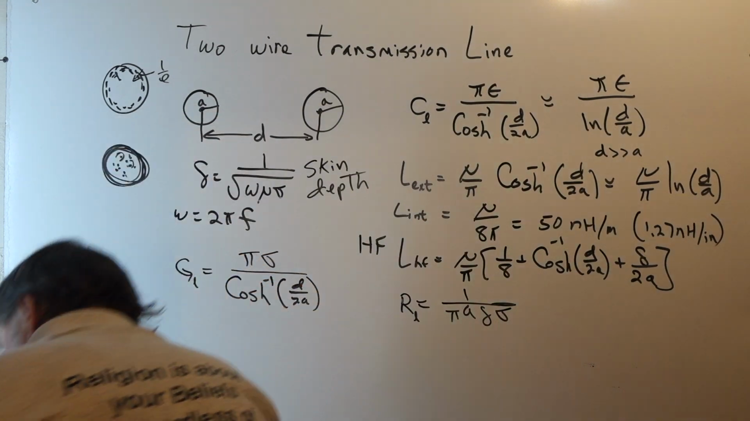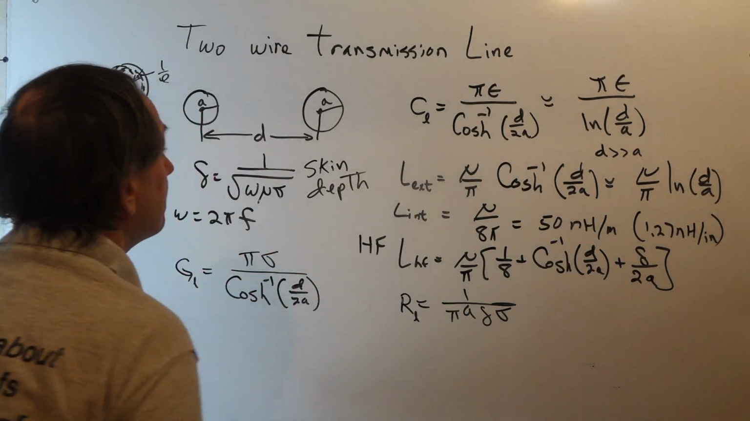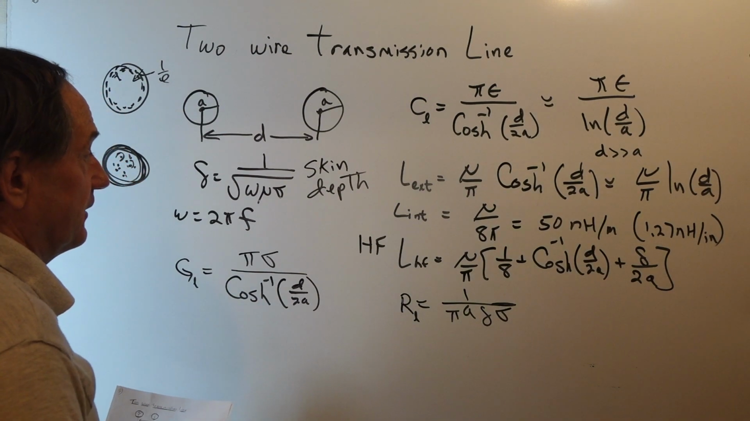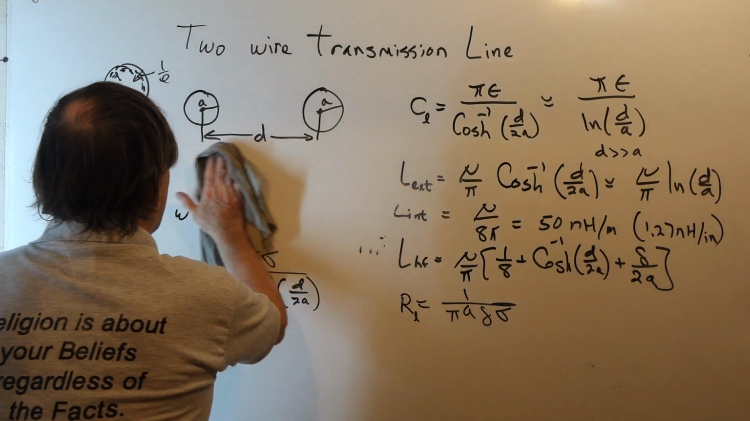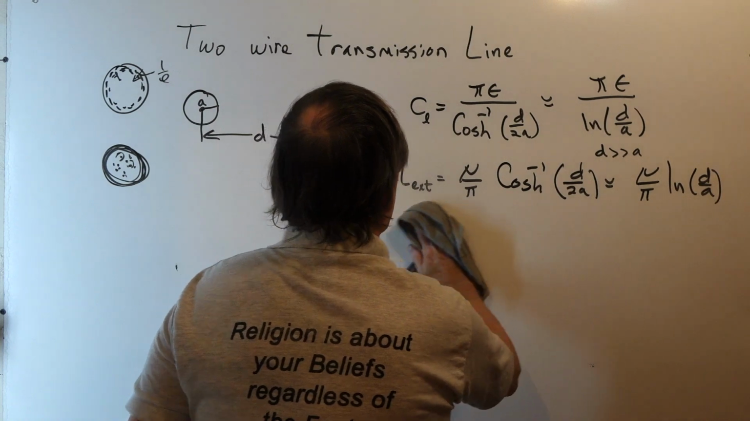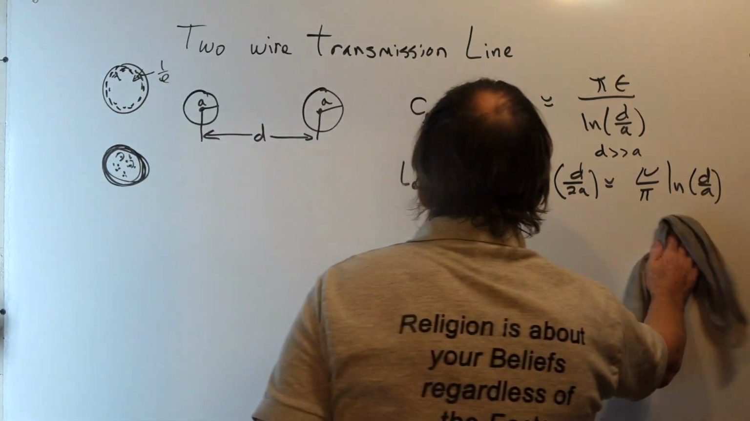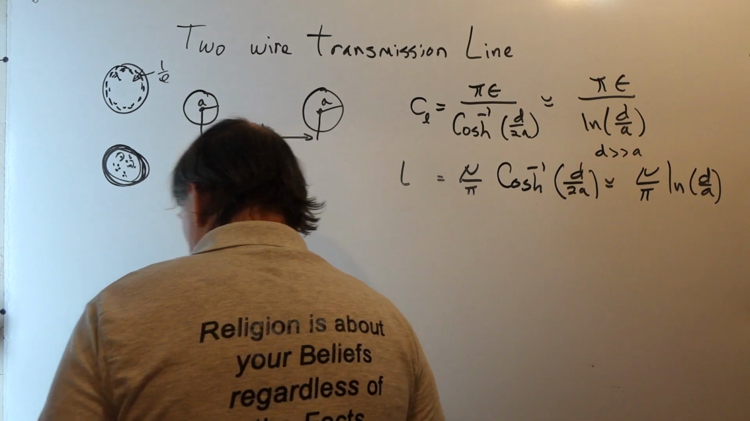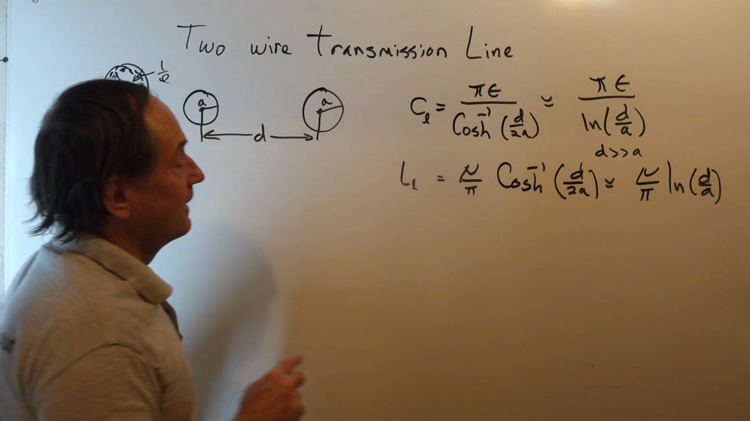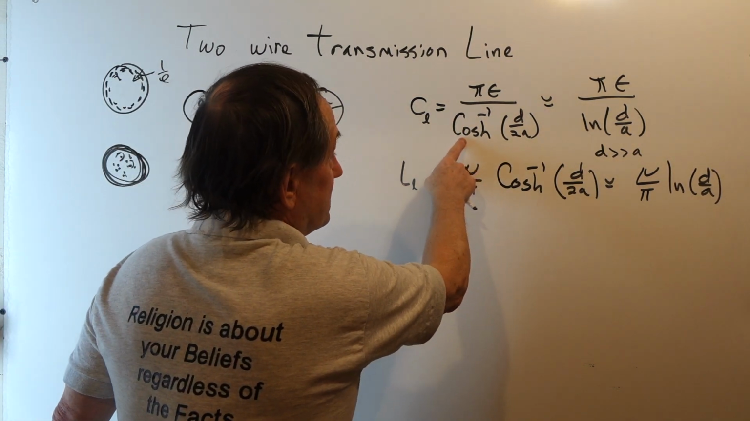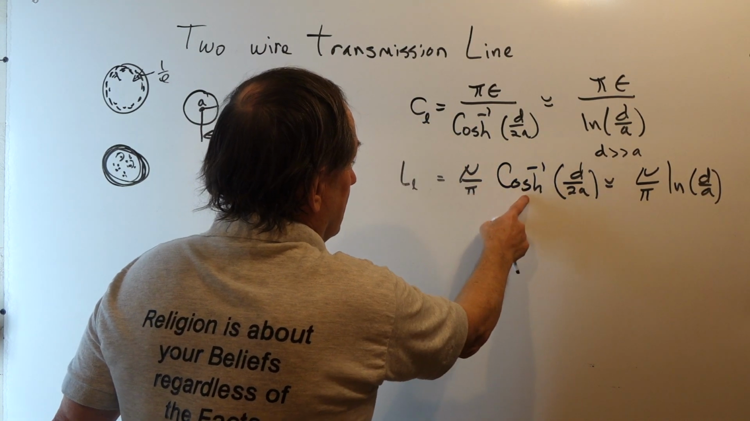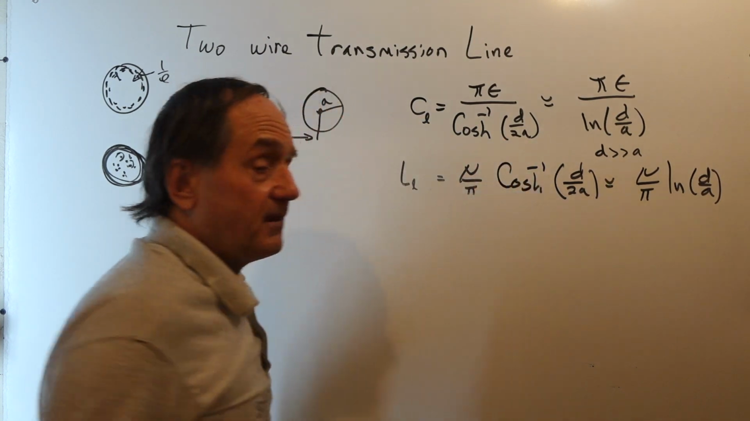Now, an important relationship here. I'm only going to be concerned about the low frequency values, and that is these values here for inductance and capacitance. Our inductance per unit length and capacitance per unit length. And notice, you see, the inverse cosh appears in the denominator of the capacitance and in the numerator of the inductance, and they have the same value.